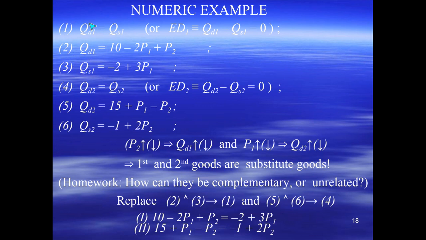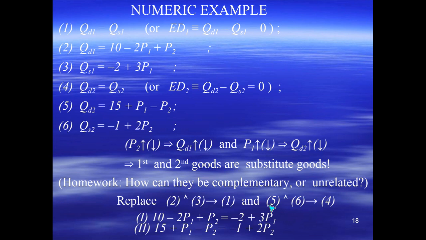Replacing the second and third equation in the first one and the fifth and sixth equation in the fourth one, we obtain and we reduce the equations. The q's disappear. We are left with P1 and P2. So we are left with these two equations. Substituting the second and third equation in the first one, we obtain 10 minus 2P1 plus P2 equals minus 2 plus 3P1. And fifth and sixth in the fourth equation, we obtain the second reduced equation: 15 plus P1 minus P2 equals minus 1 plus 2P2.